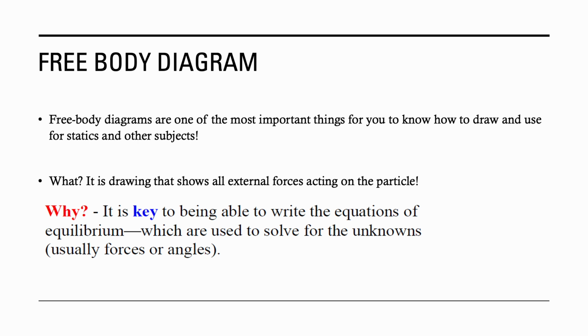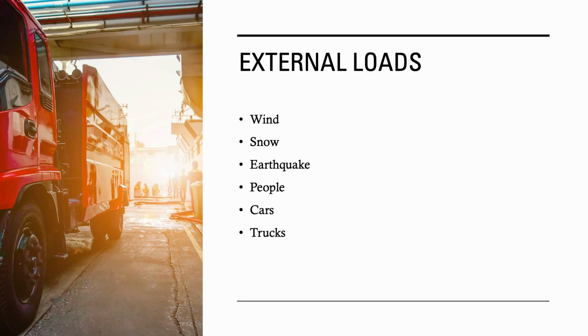So why do we need a free body diagram? Because that is the key to being able to write the equations of equilibrium, which are used to solve for the unknowns, usually forces or angles. So here you have different types of external loads. You have more of these. I just mentioned wind, snow, earthquake, people, cars, trucks, but also we have earth pressure, we have water, etc. So all of these represent external loads.